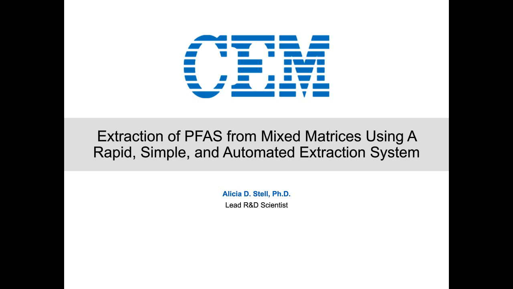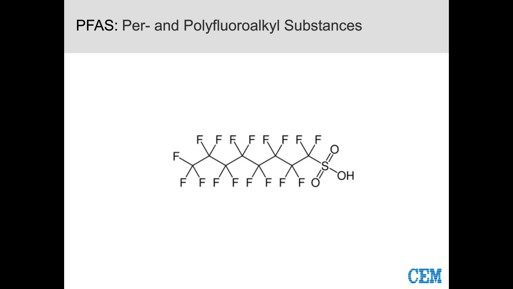As noted, the title of this talk is The Extraction of PFAS from Mixed Matrices Using a Rapid, Simple, and Automated Extraction System. So with that, let's get into it. What is PFAS? Well, PFAS are per- and polyfluoroalkyl substances. Here is the structure of one of the key ones of interest, perfluorooctane sulfonic acid. Most of them have different carbon-linked chains, but they're fluorinated compounds. I'm not going to get too much into the chemistry in this particular talk, but I wanted to show a representation of the type of substances that we are talking about.